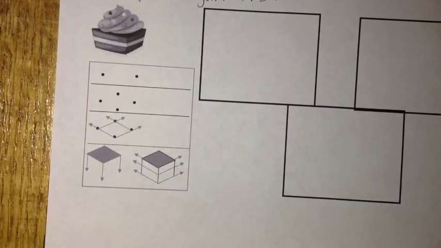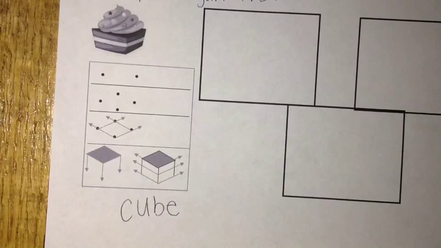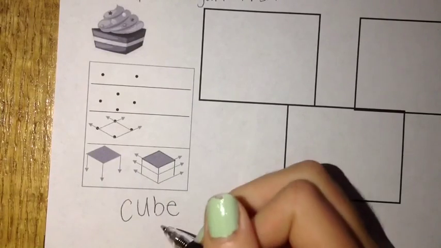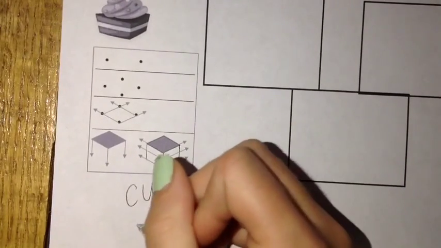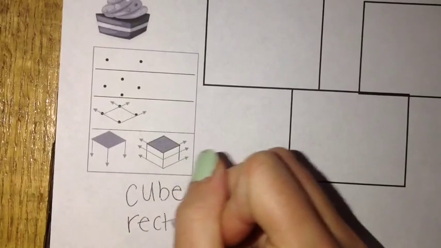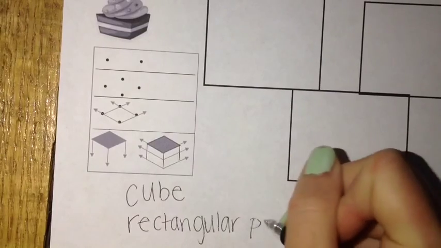Alright, so next we will be drawing a bar, and the 3D shape that we would call this in math is either a cube or a rectangular prism. A cube would mean that all of the sides are exactly the same and they're squares, and a rectangular prism is more where those shapes here are a rectangle and not a perfect square. So you can write cube and rectangular prism.